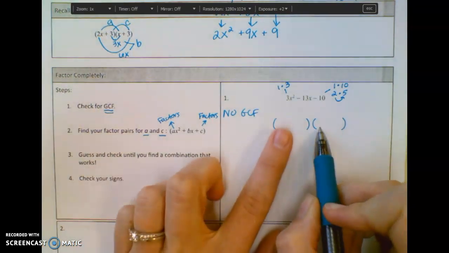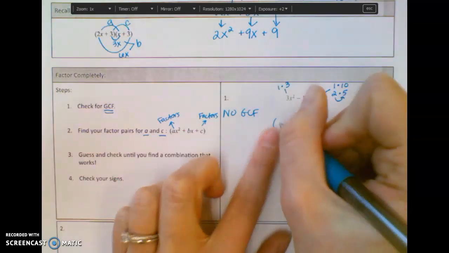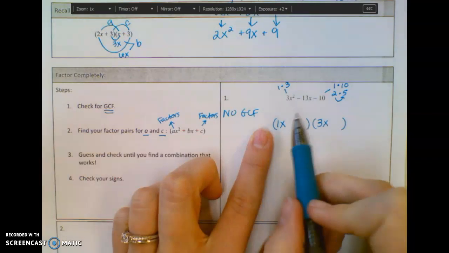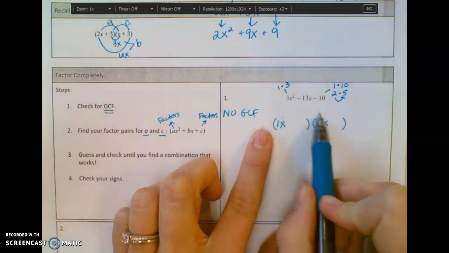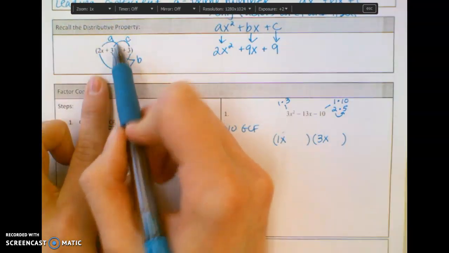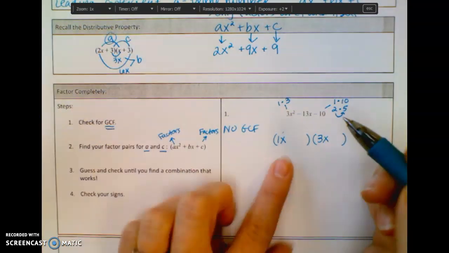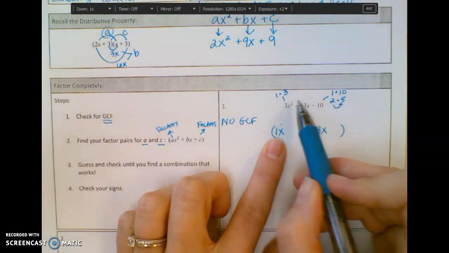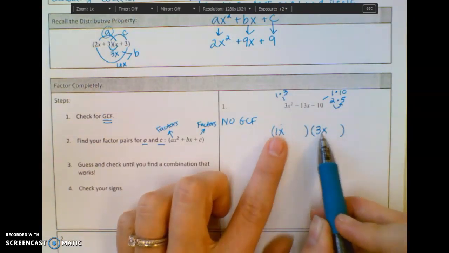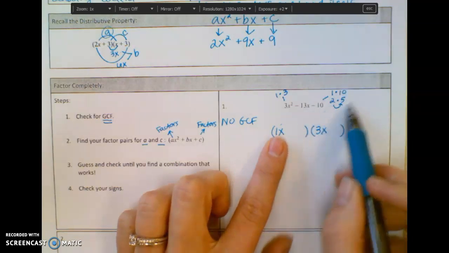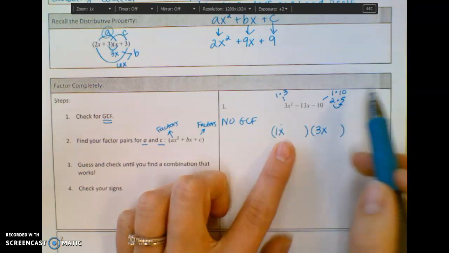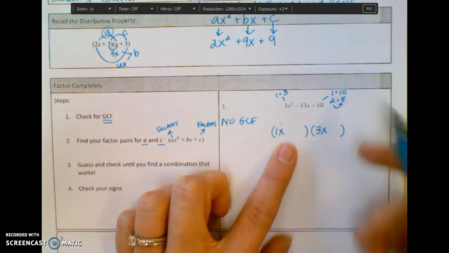Well, we know that to start our parentheses, we're going to start with 1x and 3x. Where did that come from? These terms, 1x times 3x, we just saw here, when we multiply them, that gives us A. So when I multiply 1x times 3x, that gives me 3x squared. 1 and 3 are the only options, so we know those have to work. Now we're going to start playing around with these and see what works. So we can start by trying 1 and 10.